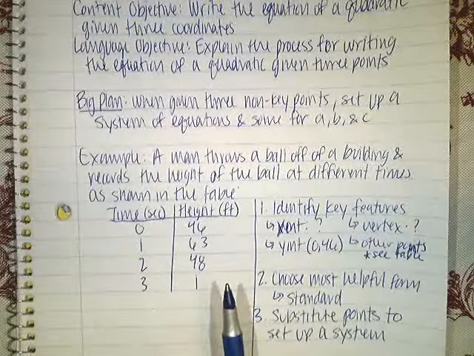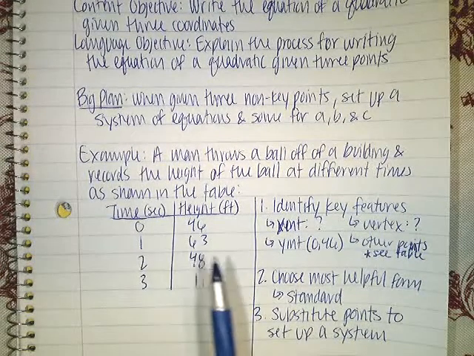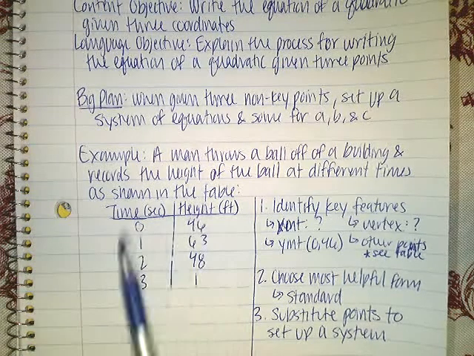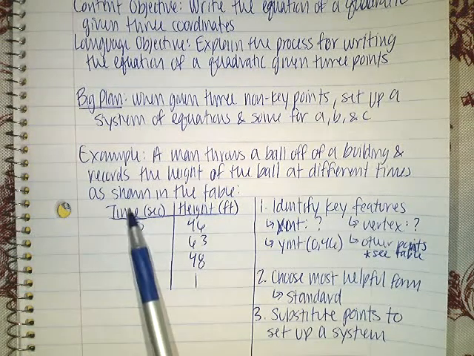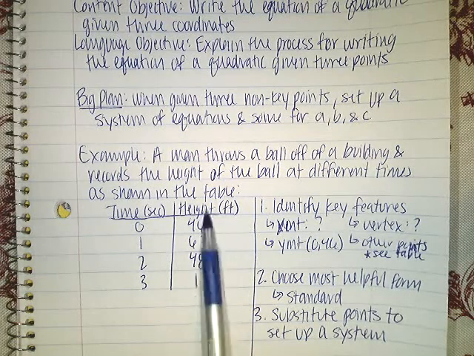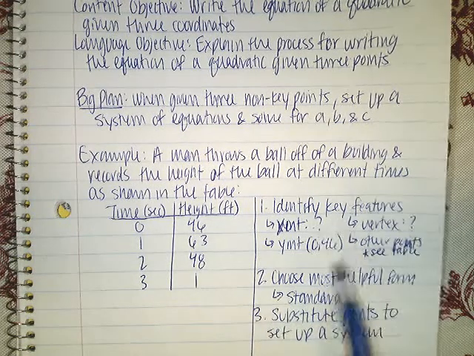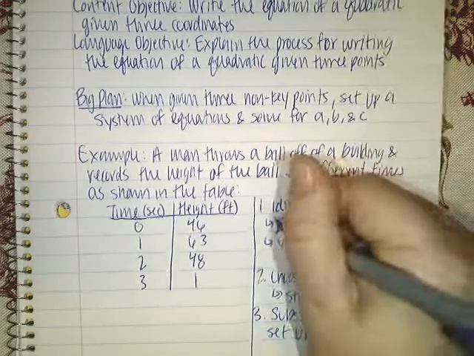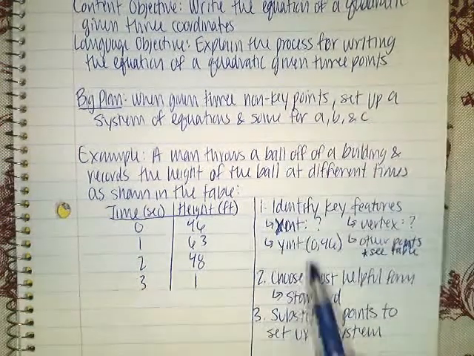So our example for today says a man throws a ball off a building and records the height of the ball at different times as shown in the table. So here's the table. Again, x, the independent variable, will be time, and y, the dependent variable, will be height. So we're going to start by identifying the key features. I did this over here this time so that I didn't have to crowd it.